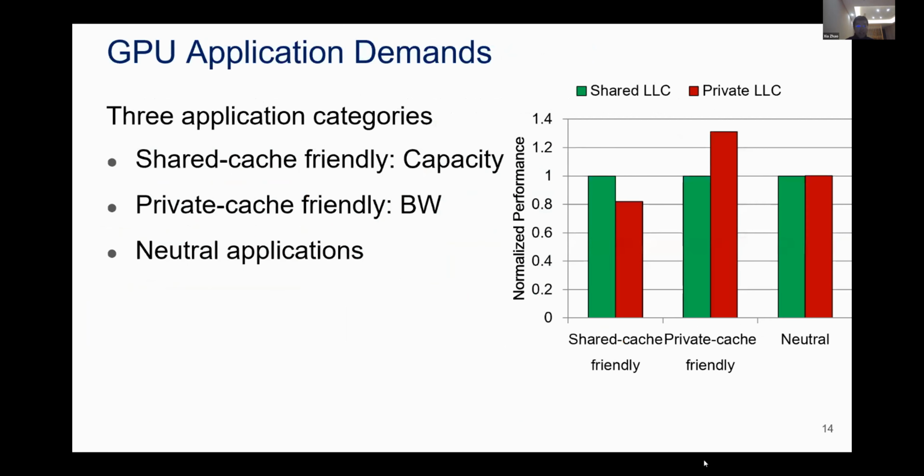We found that GPU applications can be divided into three types: the shared cache friendly applications, private cache friendly applications, and neutral applications. For the shared cache friendly applications, they mainly care about the cache capacity. So if you use the private LLC design, it can decrease the performance a lot. For the private cache friendly applications, they prefer to use the private LLC to do data replication to improve the bandwidth. For the neutral applications, the performance does not change between shared LLC and private LLC.